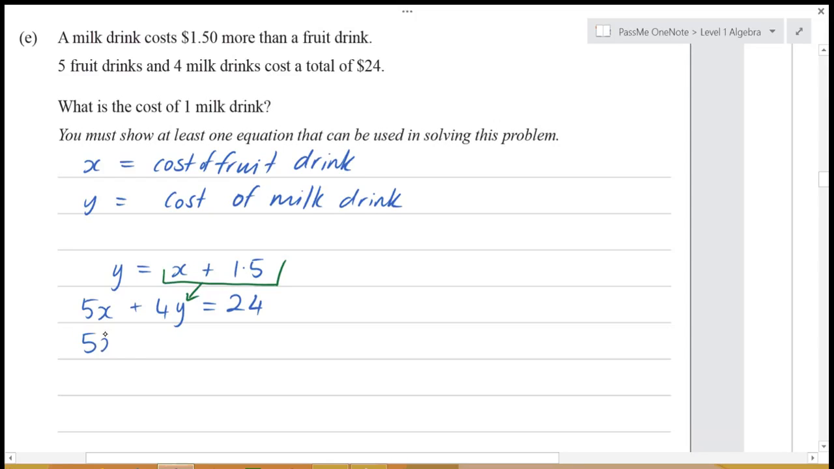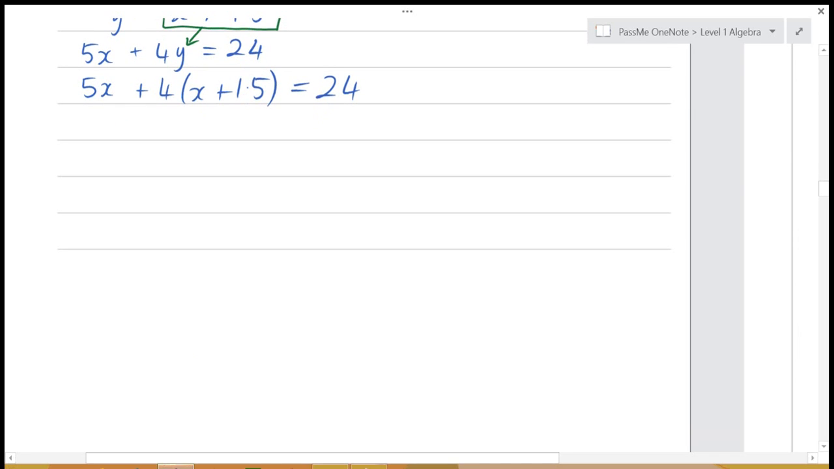So I'm going to have 5x because I haven't touched that, and then I'm going to have 4y, but instead of y I'm going to write x plus 1.5. It's important that we use brackets here because y includes x and it includes 1.5, and all of that is equal to 24. So now I've just got one equation, this whole thing here, with only x's in it, so we should be able to solve it now. Let's focus on that.